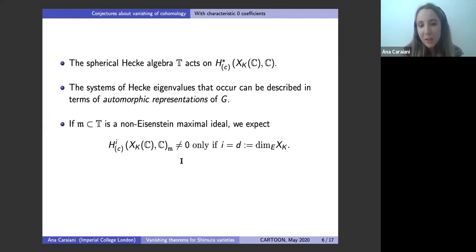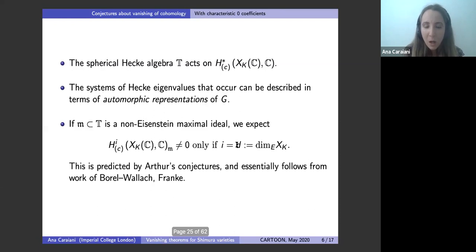Okay, and so then in characteristic zero, there's this expectation that cohomology will only be supported in one degree, and in fact, that degree would be the middle degree in which you can have cohomology. So it will be equal to the dimension of the Shimura variety. And this is something that's predicted by Arthur's conjectures. And basically in many cases, this is something that can be proved using work of Franke and ultimately reducing to a computation of Borel and Wallach for (g,K) cohomology of tempered representations.